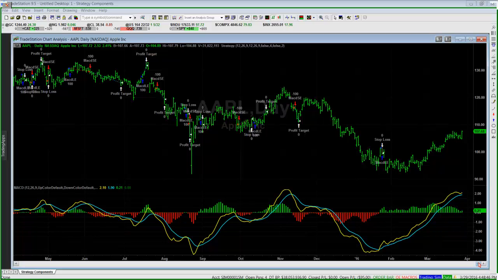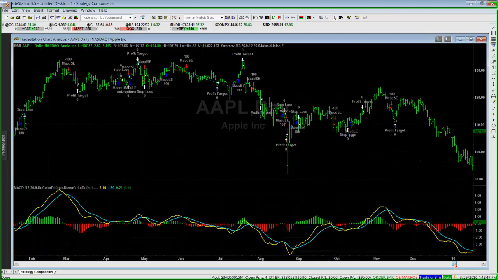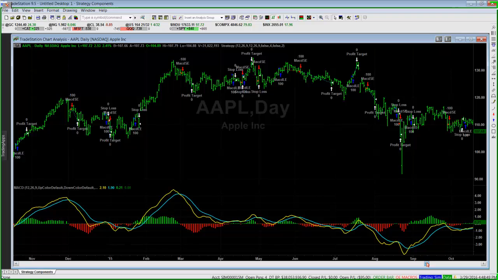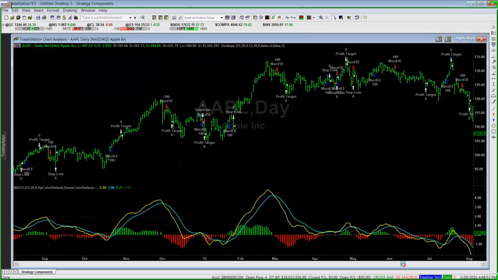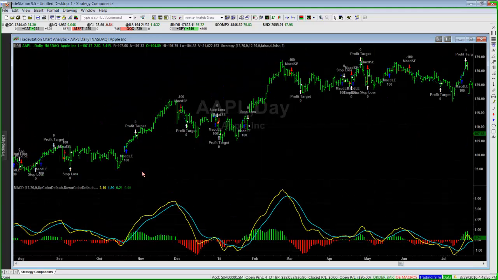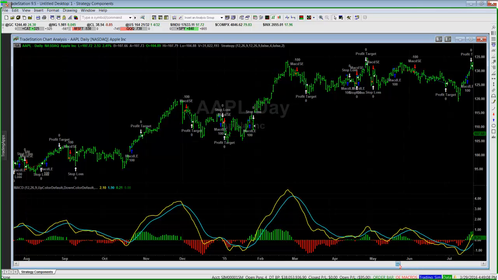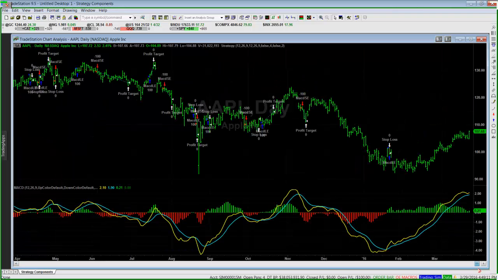If you look through the chart here, you can see all the places where the MACD strategy would have entered and either exited with a profit target or stop loss. So here's a good example. You can see that MACD goes from positive to negative, we enter, and we hit our profit target. This is a short trade. Sometimes we hit our stop loss, sometimes we hit our profit target, sometimes the strategy will reverse.